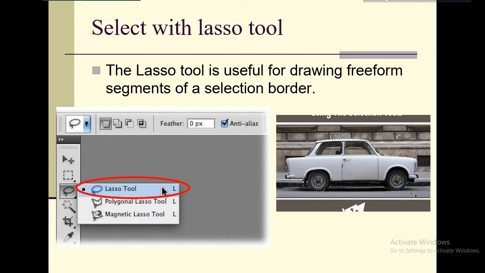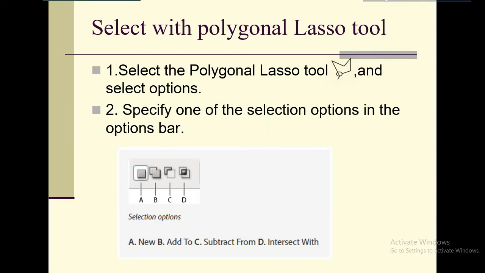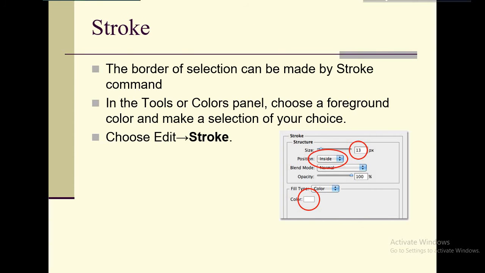Select with lasso tool. Now we will learn that by using the lasso tool we can select a specific part of a picture. In this example I am selecting the car from this picture on the right hand side by using the lasso tool. Polygonal lasso tool is also possible, that is also used for selection.